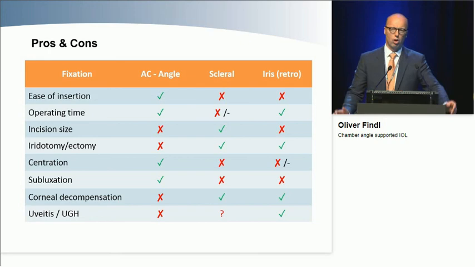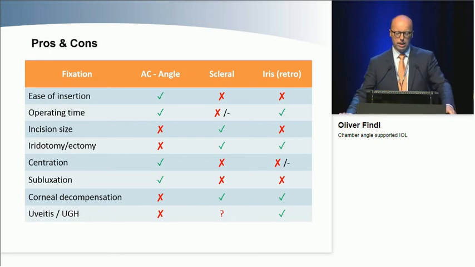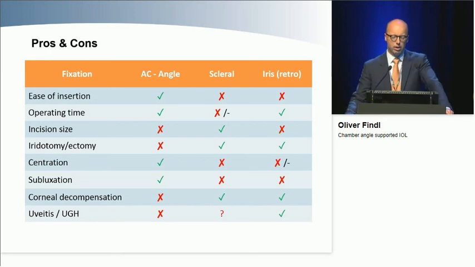So these are the pros and cons, the way I would summarize it. I think ease of insertion is clear. ACIOLs are the easiest to insert. That's also what we would like our trainees to use at the beginning. Obviously, as both scleral fixation and iris fixation is a little more fiddly.